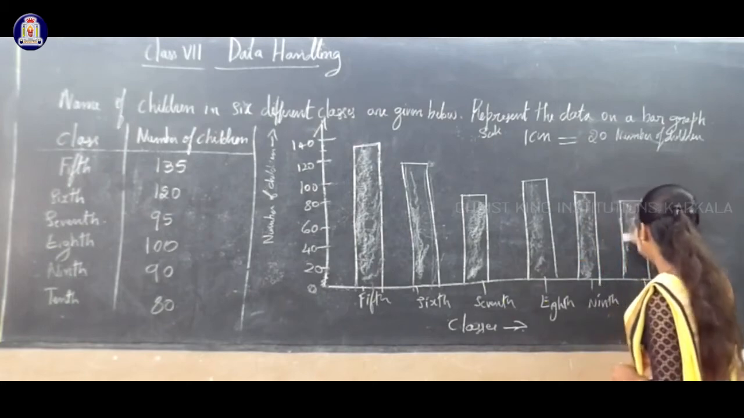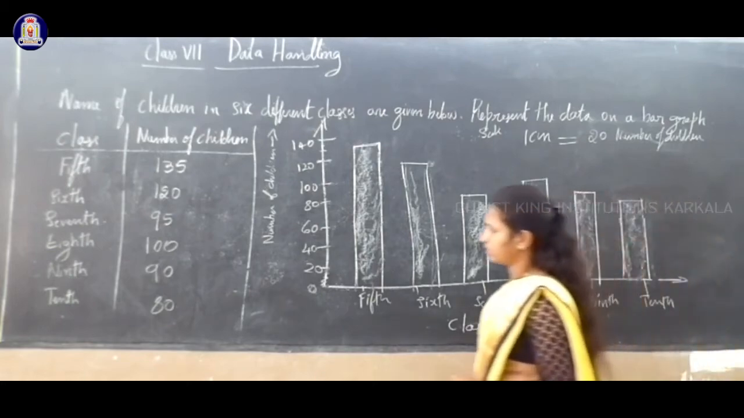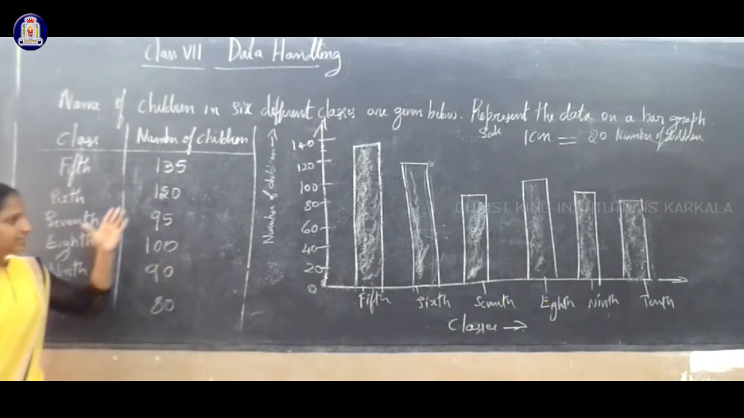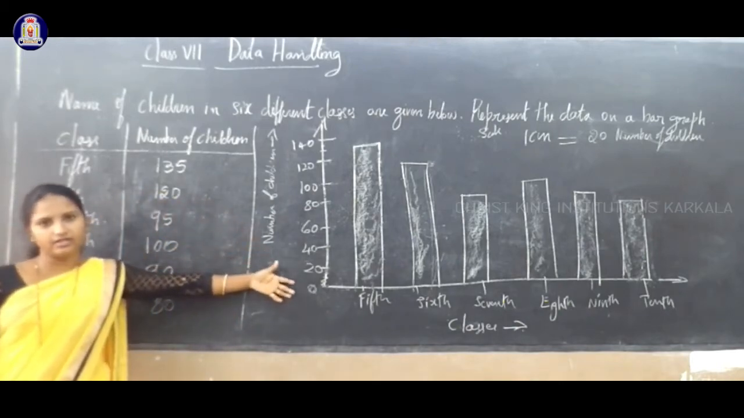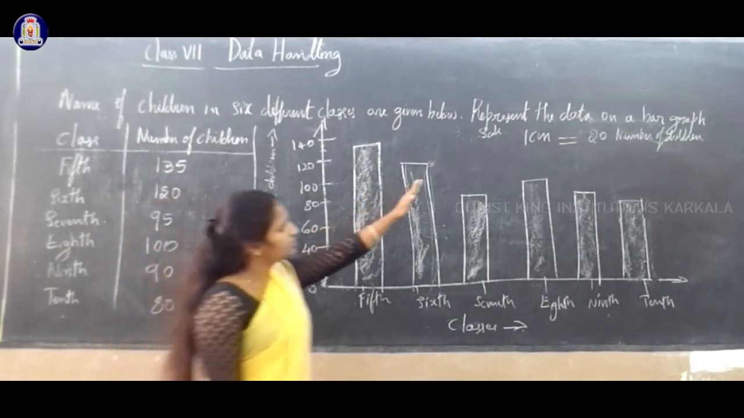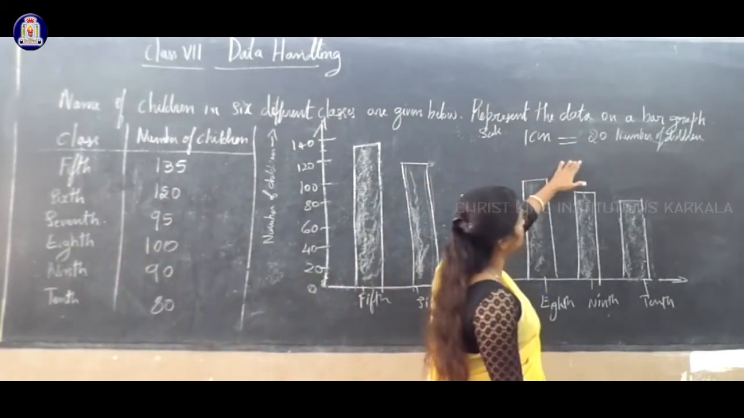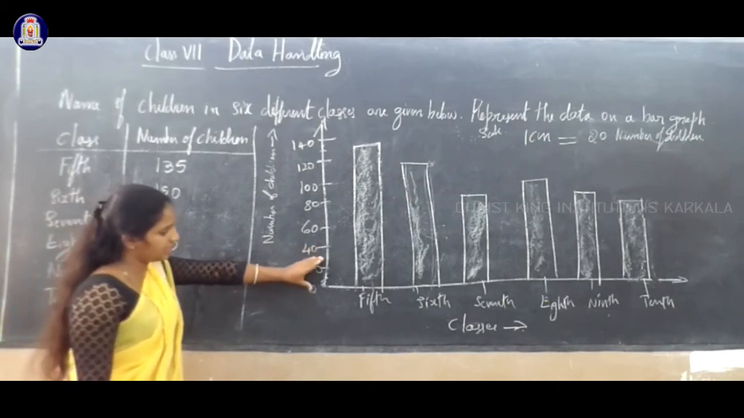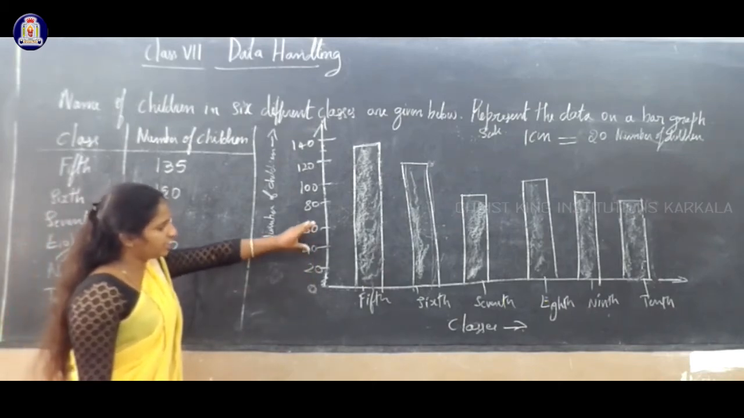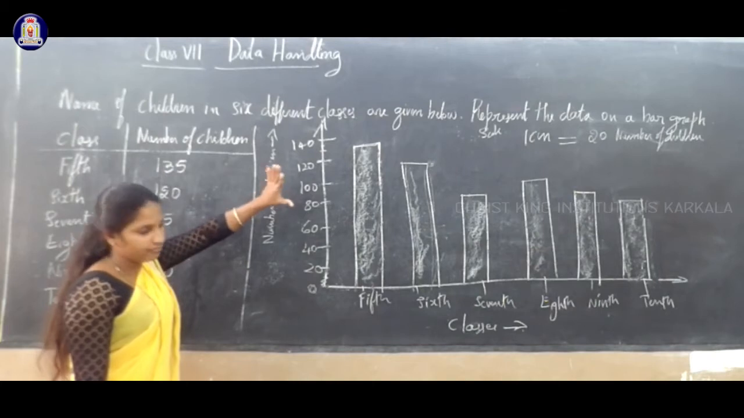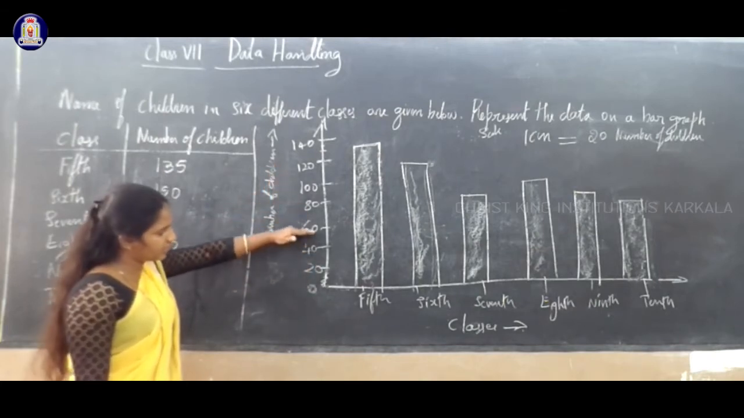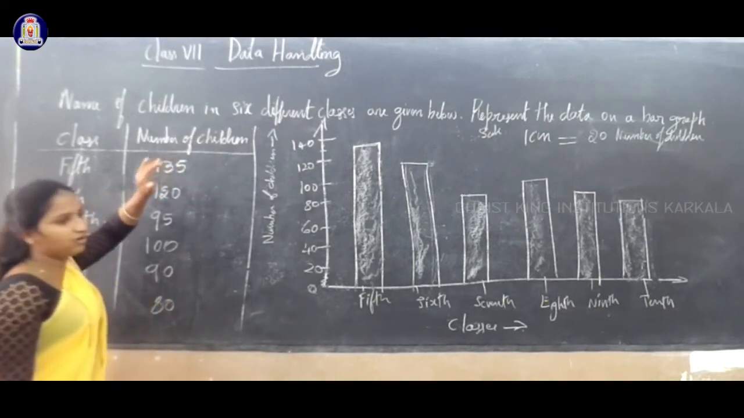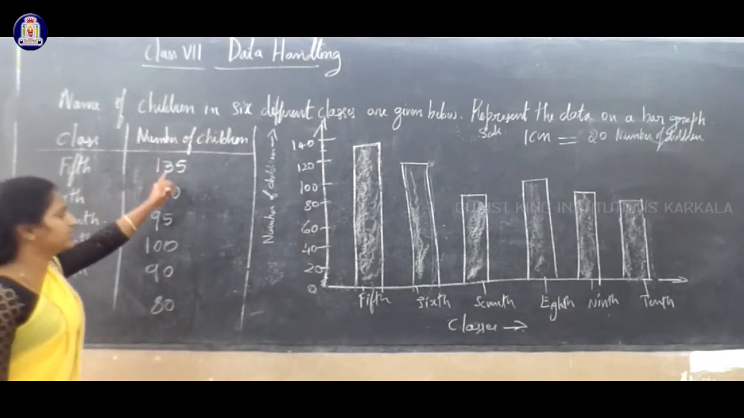Is 90, then 10th 80 students. Clear? So this is the representation of the given data in a bar graph. Clear? So you must write a scale. Here, 1 centimeter we consider 20 children. So each centimeter we consider 20, 20, 20, 20. If you want, you can take 10, 20, 30, 40, 60 like that. But up to 140 you have to write, because the maximum number here is 135.